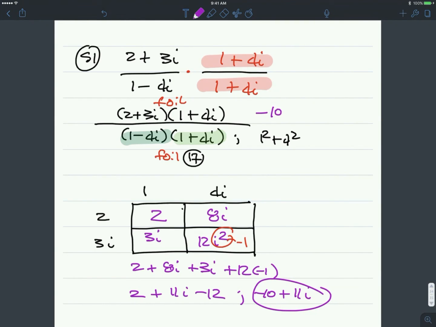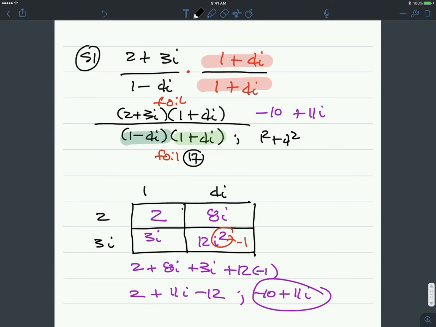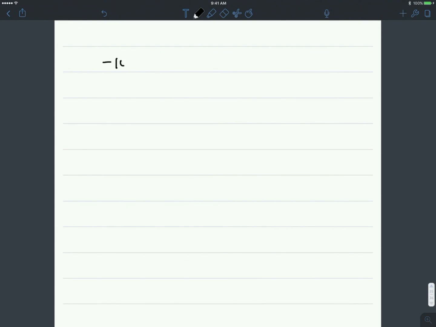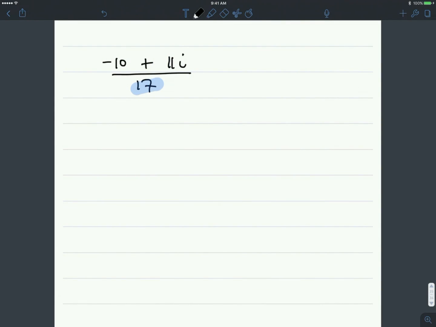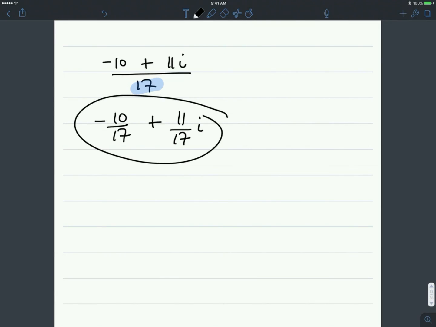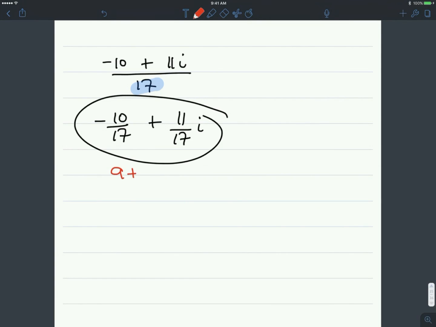This is going to go up here. That's in my numerator. So, negative 10 plus 11i over 17. Both terms are being divided by 17. So I get negative 10 over 17 plus 11 over 17i. I can't reduce these fractions, and I'm writing my answer in complex number form, a plus bi.